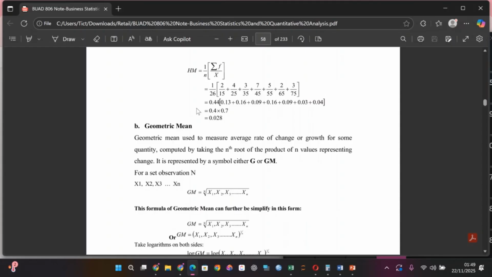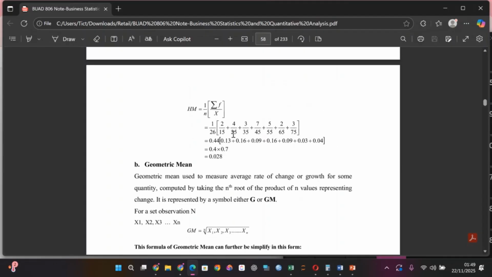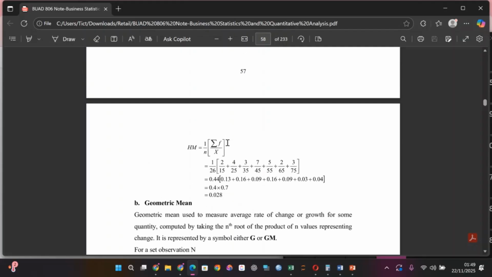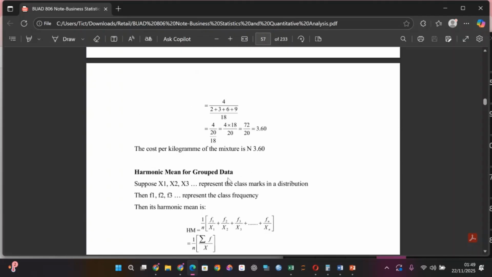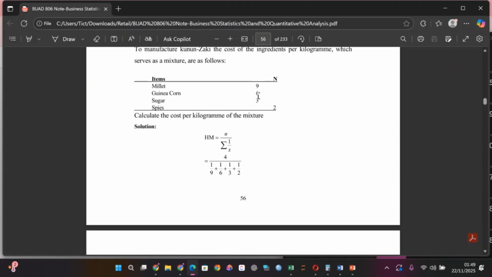Does it mean that the formula for the previous example that you just did, the one for the millet, guinea corn, sugar and spice, is different from this one? Yes. This one that we are talking about is for grouped data. No, this data is not grouped, because all the items are listed. I thought probably you could see it in a tabular form. That's when you call it a grouped data.